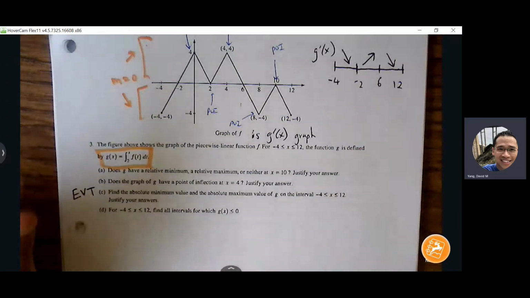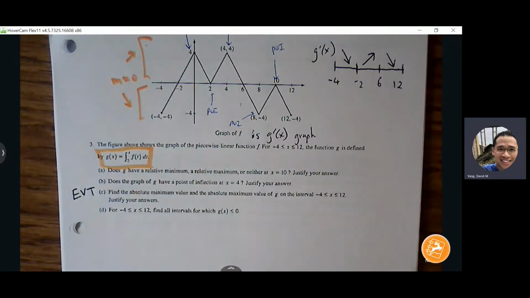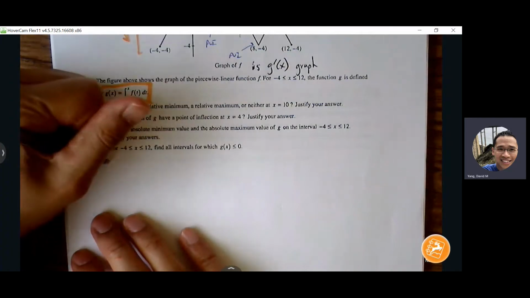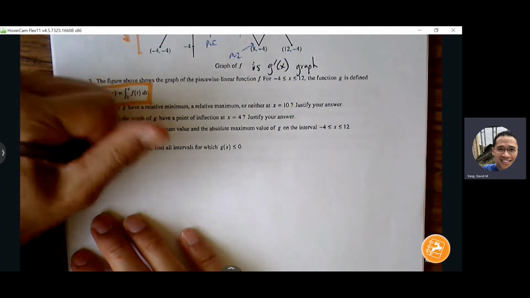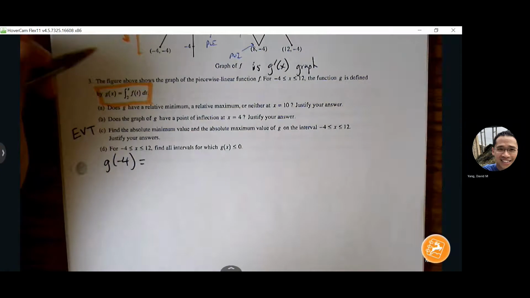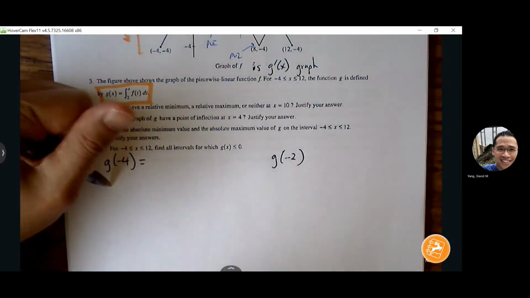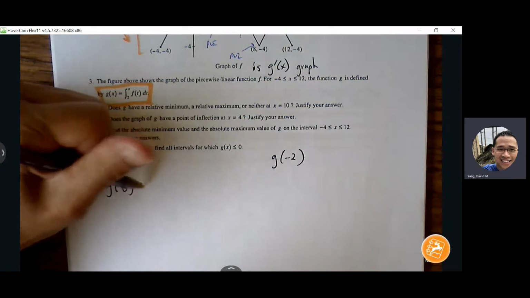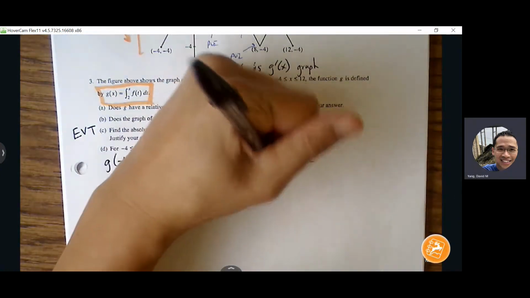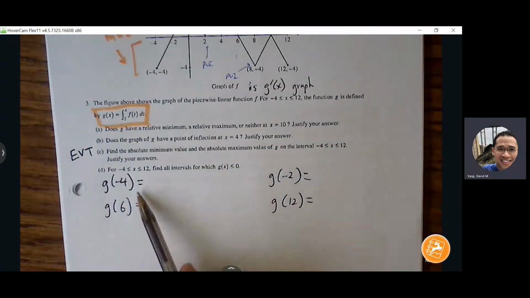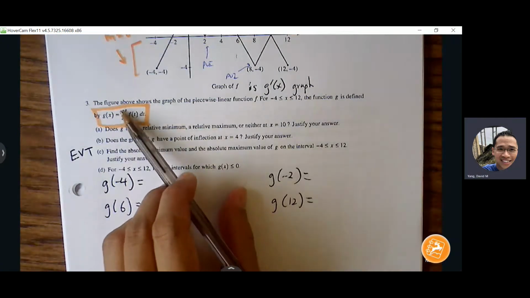Okay, so we need to find our endpoints and critical points using this formula. So we'll find g of -4, we'll find g of -2, we'll find g of 6, and we'll find g of 12. Okay, so g of -4 is the integral from 2 to -4.